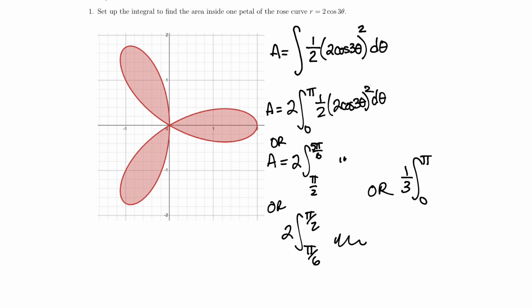Maddie: Would you still get the 2 in front if you're going to do pi over 2 to 5 pi over 6? No, because it gives you the whole thing. Did I put a 2? Oh my God, I did. Thank you so much for telling me that. You would not need that because it gave us the whole way. My apologies. You got it. You understand it. 1,000%. Sorry, I didn't mean to confuse you.